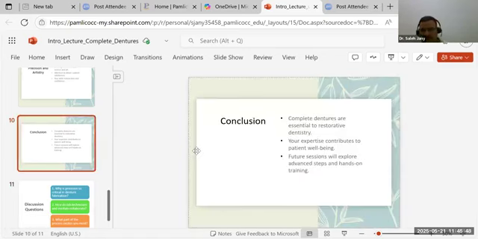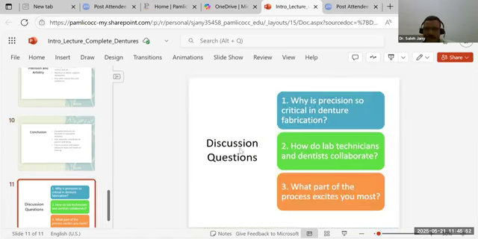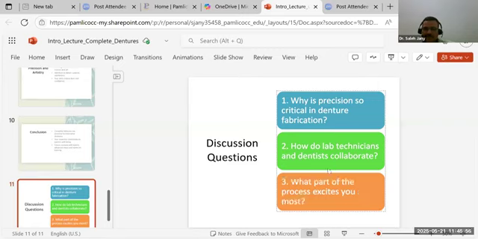That's a conclusion. Complete denture essential. I think we discussed all these things, precise, very important.